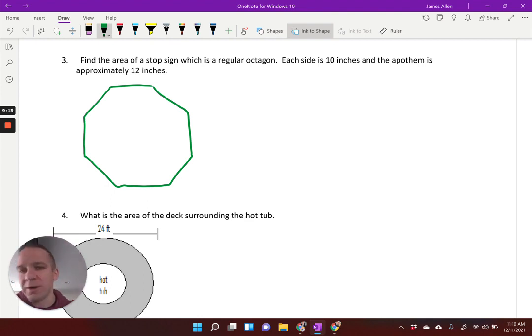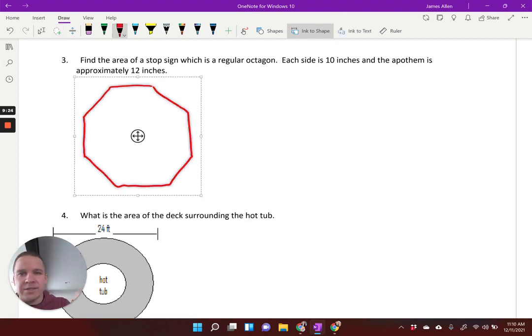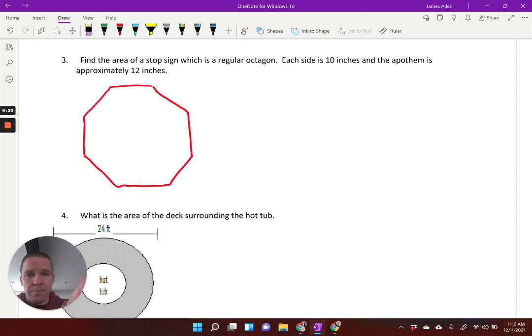I really thought it was going to work. That's a real bummer. Anyways, I got 8 sides, but maybe I should change that to red here because it's a stop sign. All right. No longer ink to shape. Thanks for nothing.